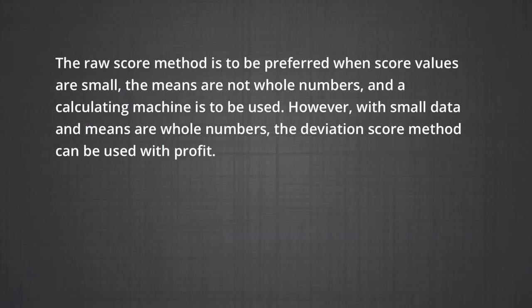The raw score method is to be preferred when score values are small, the means are not whole numbers, and a calculating machine is to be used. However, with small data and numbers, the deviation score method should be used.